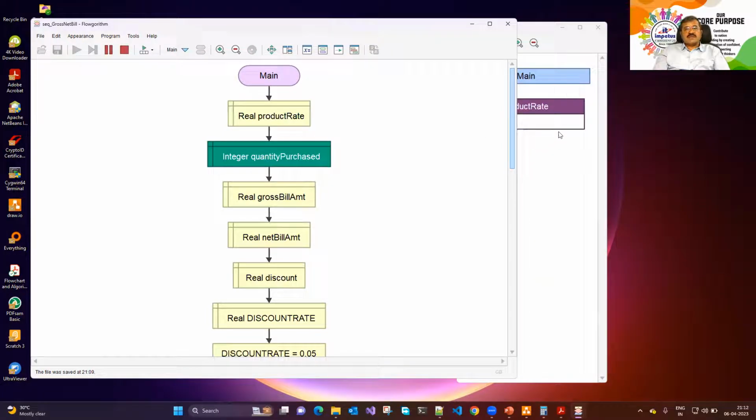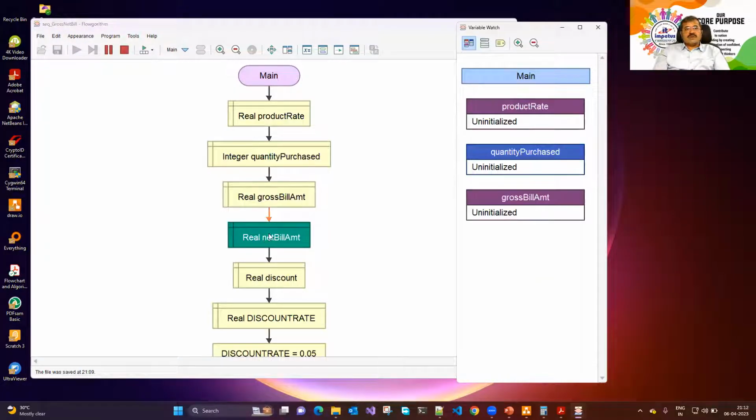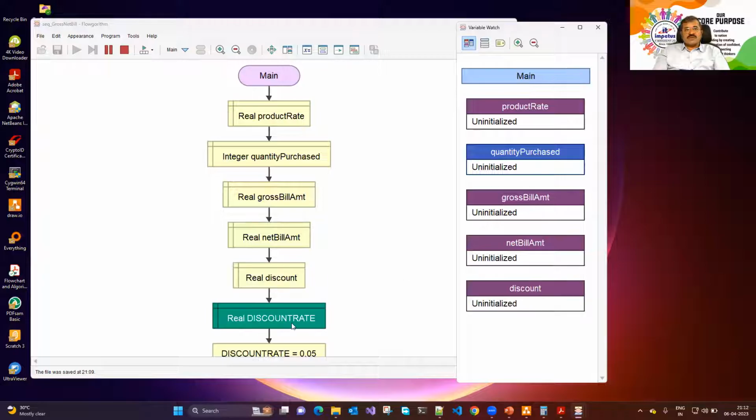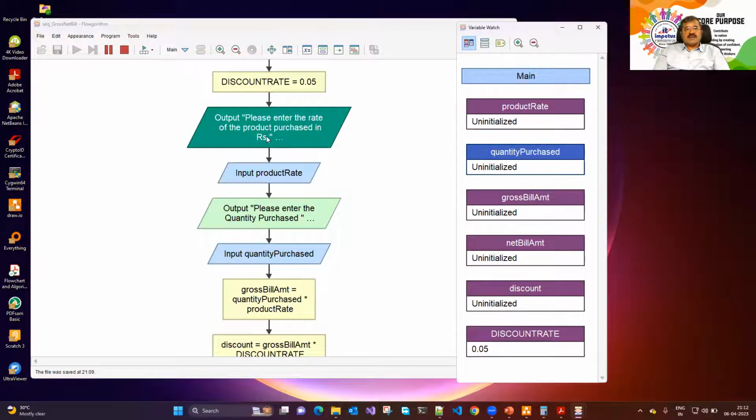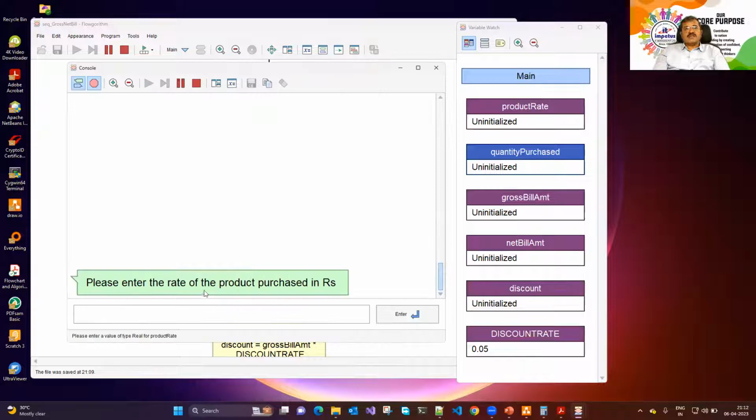Let's run the code once again. Watch it. It goes, it's doing one variable at a time. All the variables are created, up to discount rate, then the output, and then it asks the user to enter the product rate. Slowly you can see where the program is going. As you go ahead, these variables were created. Only discount rate has been initialized. See here below, 0.05. Other variables have not been initialized.